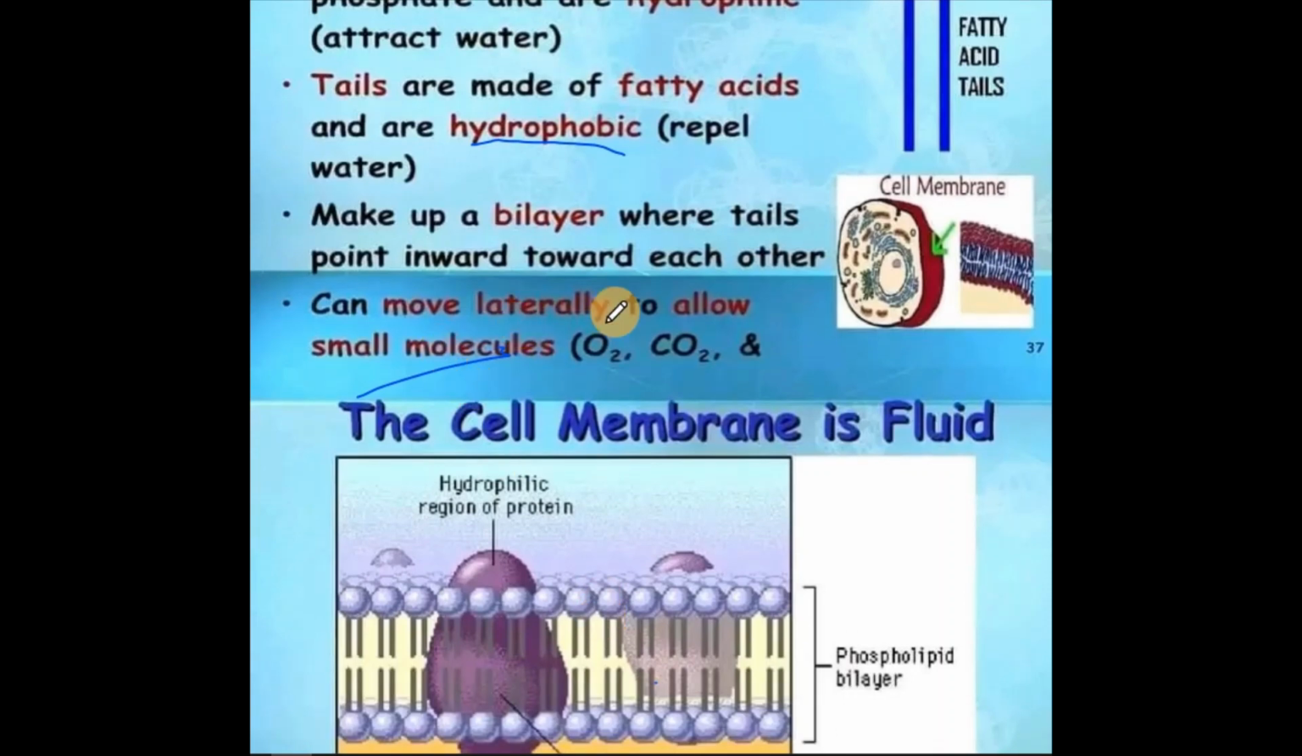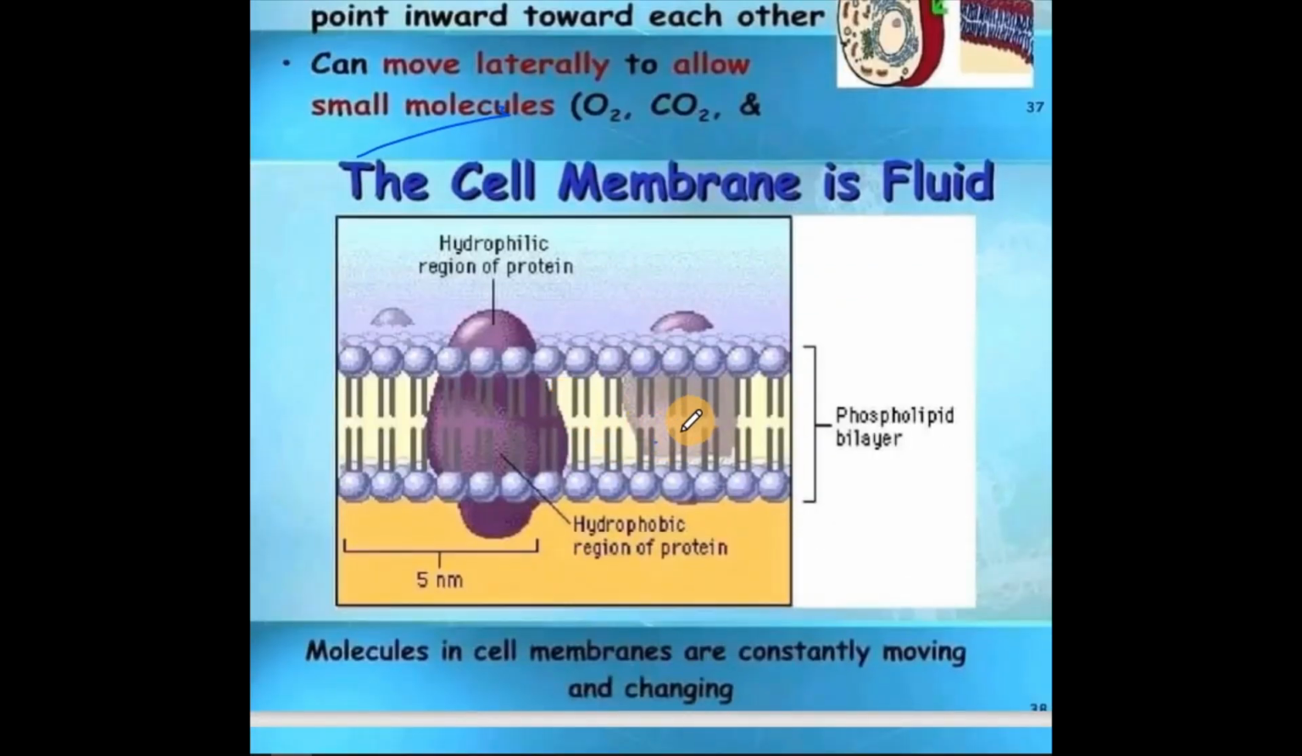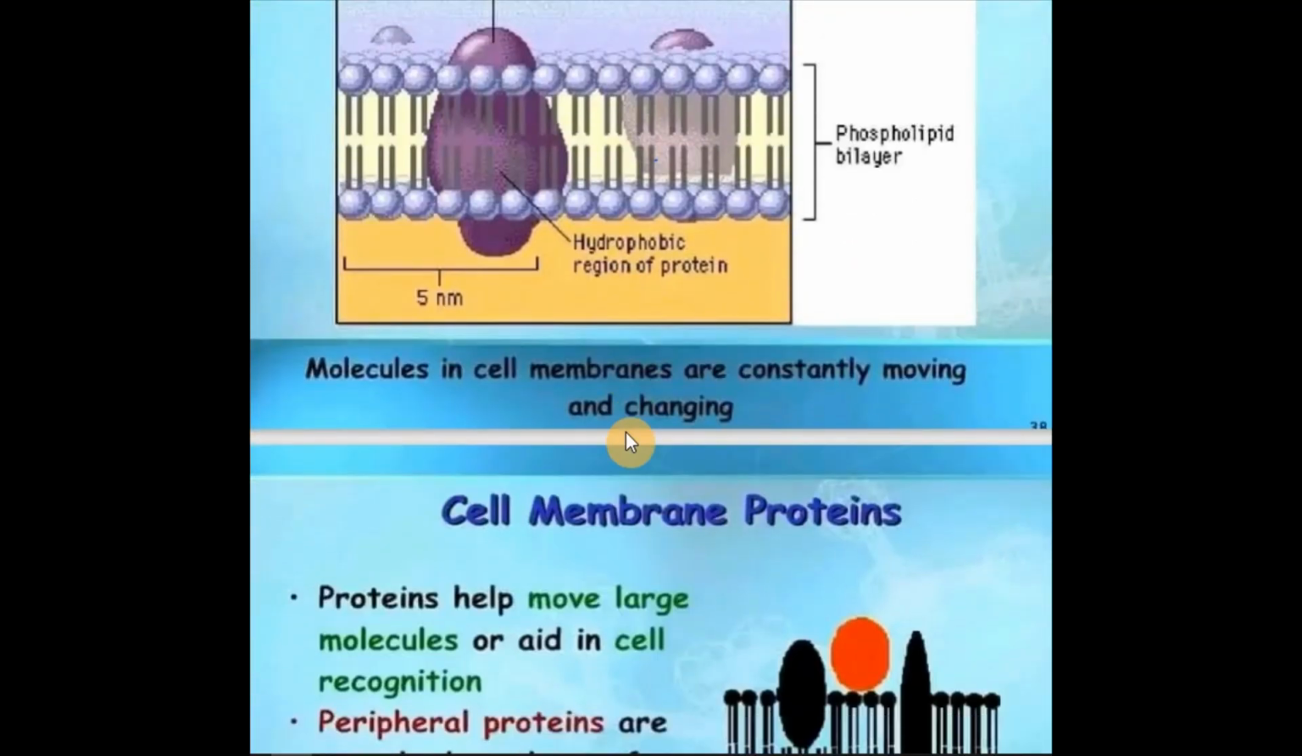They can move laterally to allow small molecules like oxygen, carbon dioxide, and water. The tails, as seen here, can move and swing apart, so they can allow the entry of substances like oxygen and carbon dioxide in and out of the cell. So we see the molecules in a cell membrane are always constantly moving. Aside from the lipids, you can have proteins, even sometimes cholesterol, which are found inside the cell membrane, and they are constantly moving because they are not fixed. Factors like temperature and pH all affect the movement of substances inside the cell.